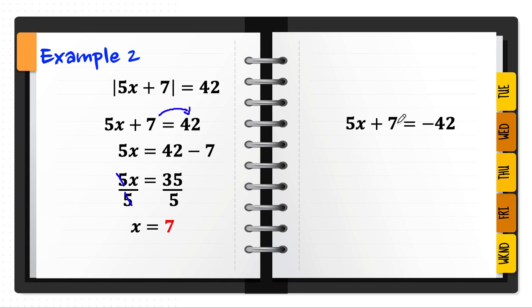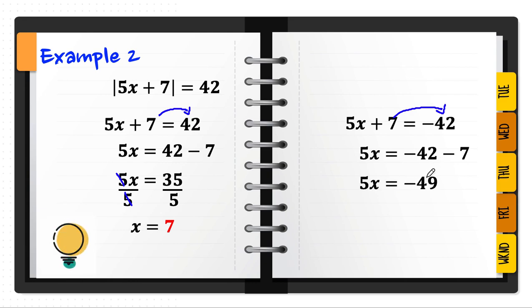As we transpose 7 to the other side, on the right side, it will become negative. So 5x equals negative 42 minus 7, which will give us negative 49. Dividing both sides of our equation by 5, 5 divided by 5, the answer is 1. So the remaining will just be x. And then 49 is not divisible by 5. So our final answer will be negative 49 over 5. Therefore, the two values are 7 and negative 49 over 5.